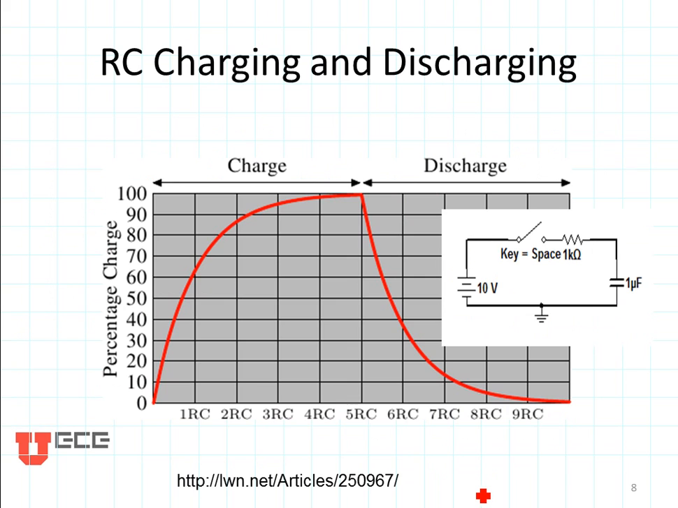This is what it would look like. This is the voltage across the capacitor if we put a square wave on this, and you'd see that it would charge and discharge and charge and discharge and so on.